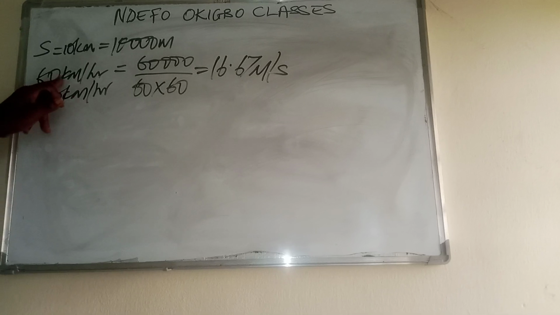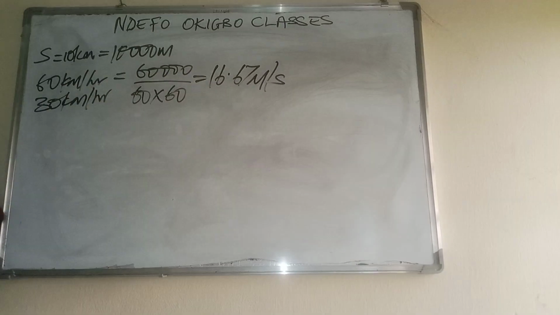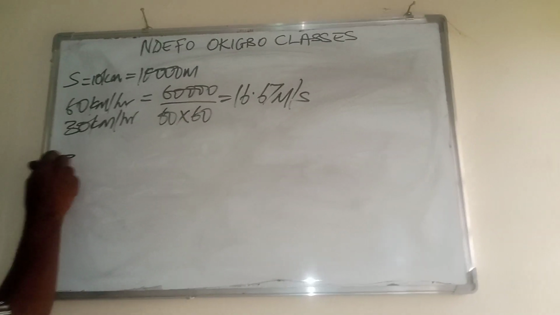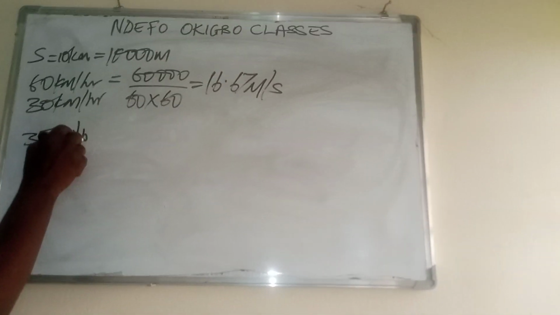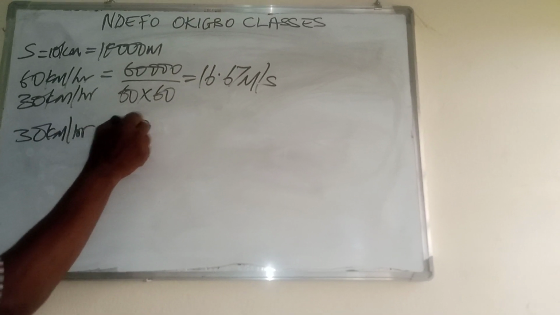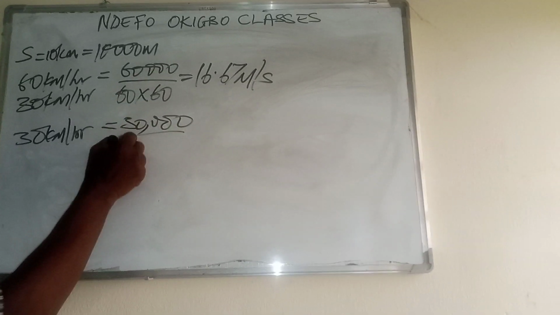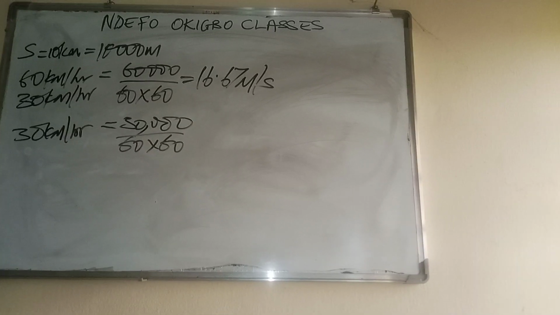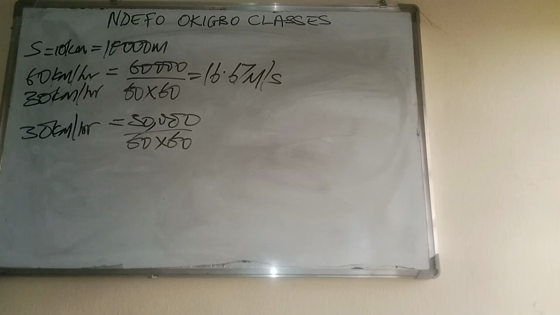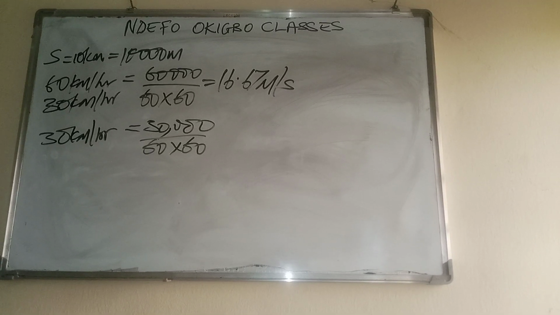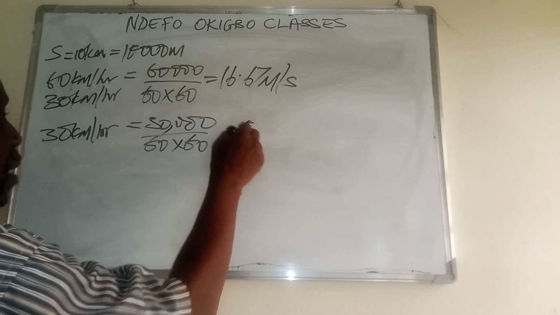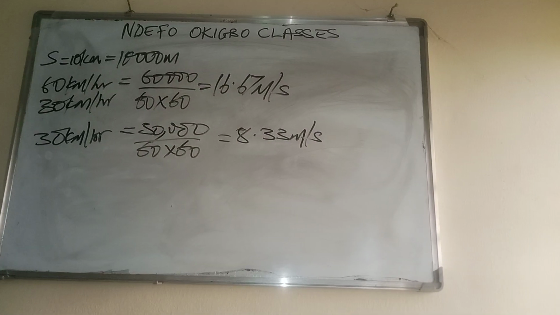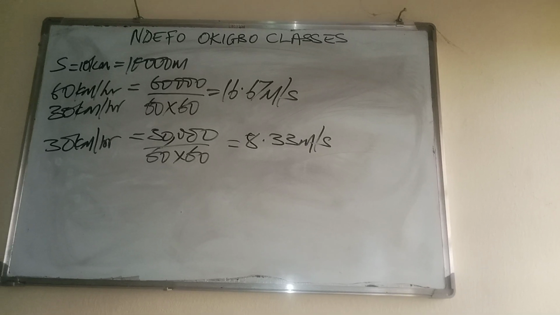So this 60 kilometers per hour has reduced to 30 kilometers per hour. To change that, I have 30,000 meters over 60 times 60, because 60 minutes is 1 hour and 60 seconds is 1 minute. If I change that, I have 8.33 meters per second. So now I've changed everything to the unit I would like to work with.